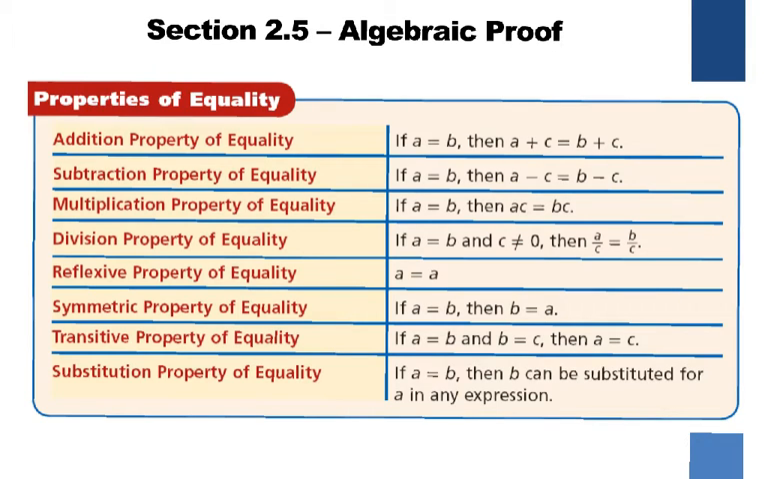And then last, our substitution property of equality. It says that if A equals B, then B can be substituted for A in any expression, or the other way around. We can substitute A for any value of B in our expression.